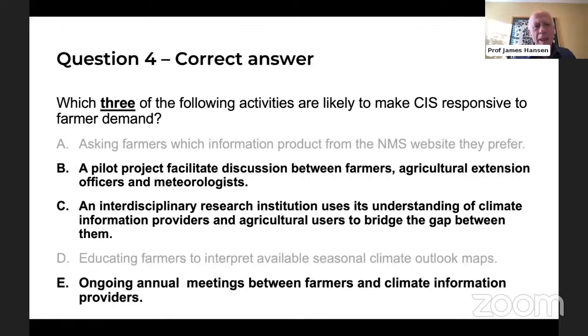Asking farmers which information product from the National Meteorological website they prefer limits farmers' input. It doesn't allow farmers to ask for something that's not already available. Same thing with D, educating farmers to interpret seasonal outlook maps that the farmers have had no input into the design of. It again restricts their input.